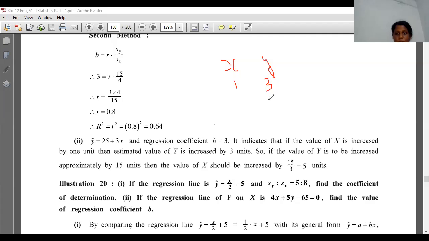When the value of y increased to 15, then what is x? That is 15 divided by 3, that is 5. Got it? Like this you have to solve. Understood? I have tried this one for once to see whether you can understand the calculation.